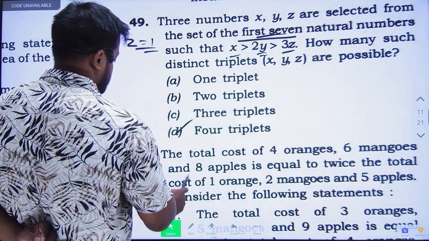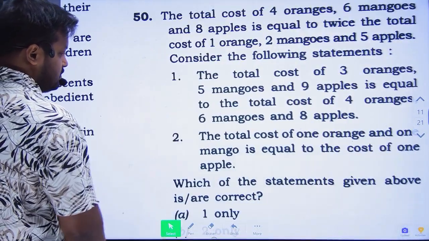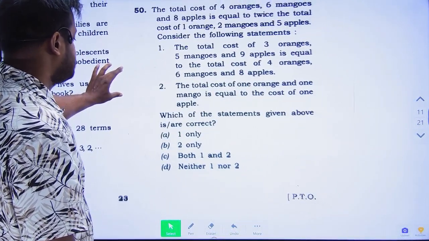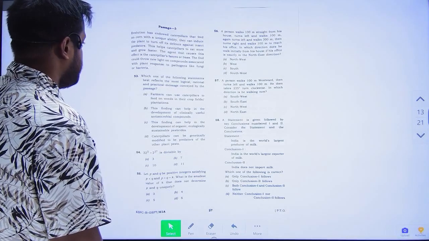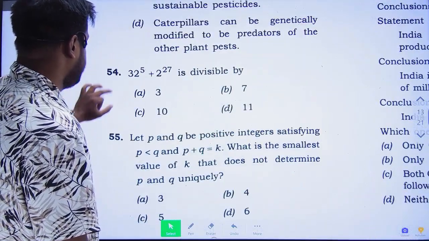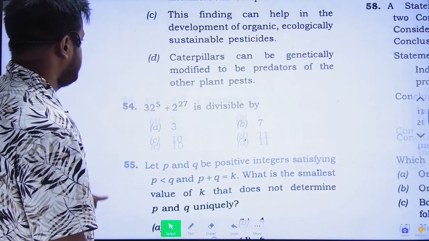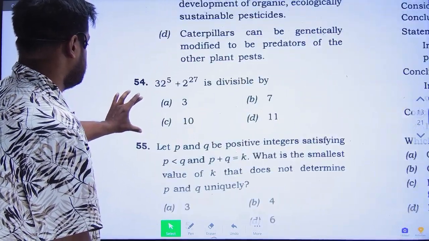Next. Statement based questions, we'll see afterwards. Okay. Passage, so this is aptitude.